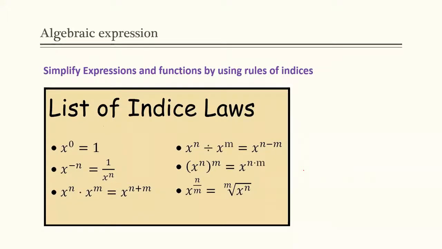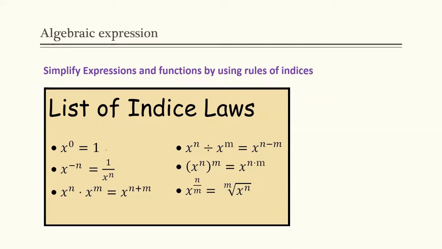Key laws in indices. What are these? What is the first one? X to the power 0 is equal to 1. If the power of any given number is 0, then the answer should always be equal to 1. Whether it is x to the power 0, 2x to the power 0, 10 to the power 0, 100 to the power 0, or minus 25 to the power 0, if the power value is 0, the answer should be equal to 1. That is the first law of indices.